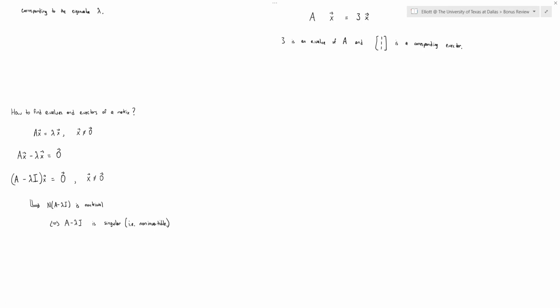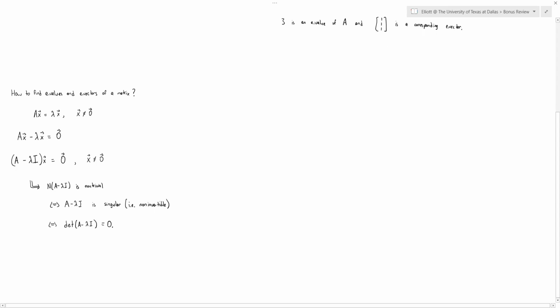And as we talked about earlier with determinants, for a matrix to be non-invertible is equivalent to saying that its determinant is equal to 0. So what this shows us is that if lambda is an eigenvalue of A, then the determinant of A minus lambda I must be equal to 0. So this gives us an equation to solve for the eigenvalues of A.